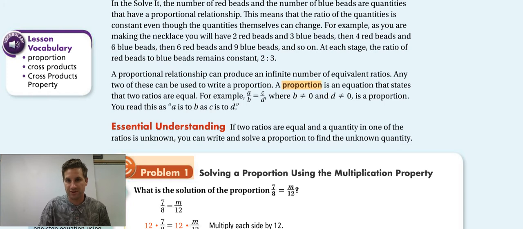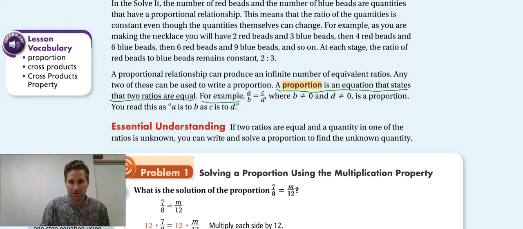Alright, and our first piece right here is, what is a proportion? Well, we're going to go ahead and underline this, but it's a proportion. We're going to write this down in our notes. A proportion is the equation that states that two ratios are equal. Yeah, that's all it basically does. A ratio is a number over another number.